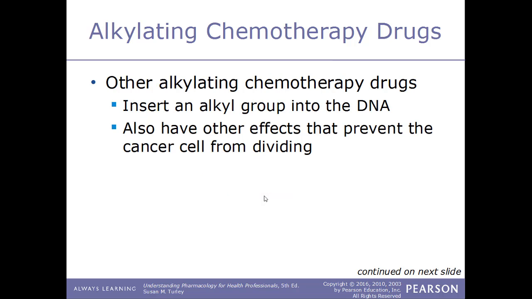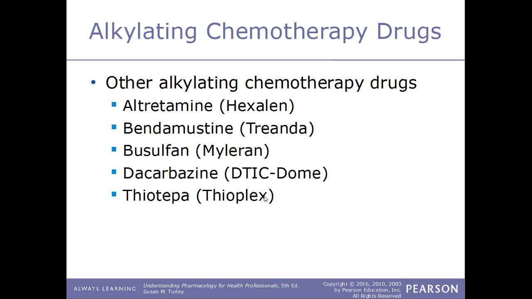Now, there are other examples of other alkylating chemotherapy drugs. These all work in the same manner. They insert an alkyl group into the DNA, but they also have other effects that prevent the cancer cell from dividing. And some of these other alkylating chemodrugs would include altretamine, also known by its trade name Hexalen, bendamustine, known by its trade name Treanda, busulfan, known by its trade name Myleran, dacarbazine, known by its trade name DTIC-Dome, and thiotepa, known by its trade name Thioplex.